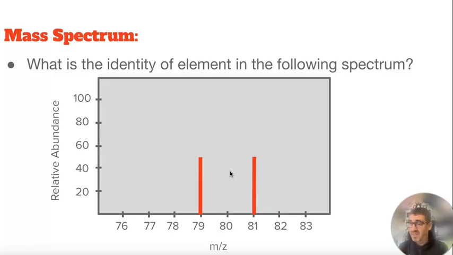So if we looked at the periodic table, you would scan the average atomic masses, and you would get to a point where you got to bromine, because bromine has an atomic mass of 79.9, which is pretty close to right in the middle of the spectrum. So the answer to this question is bromine.